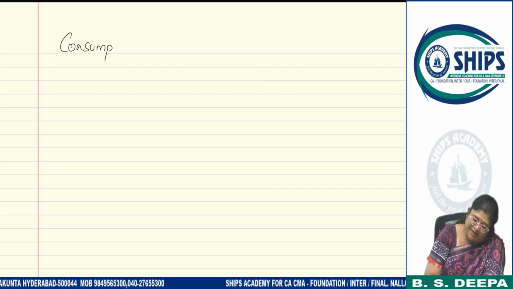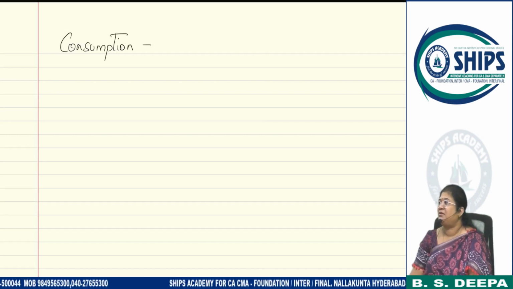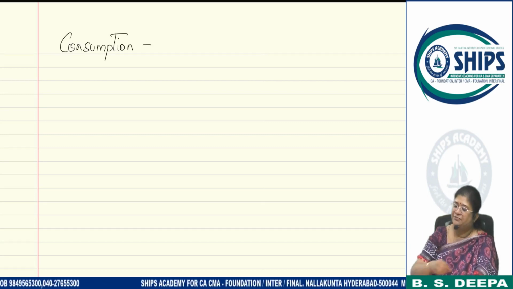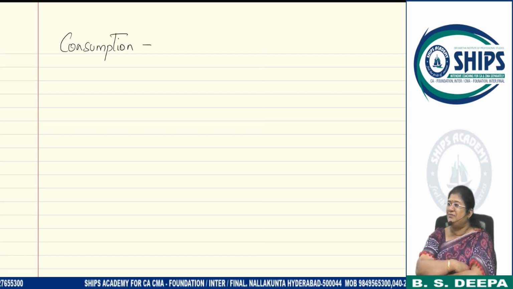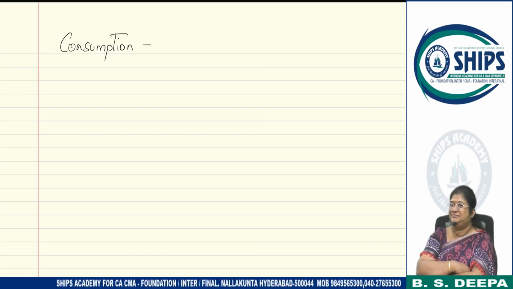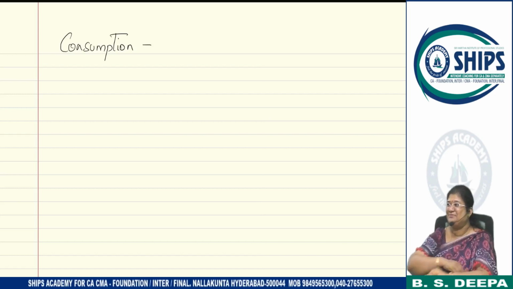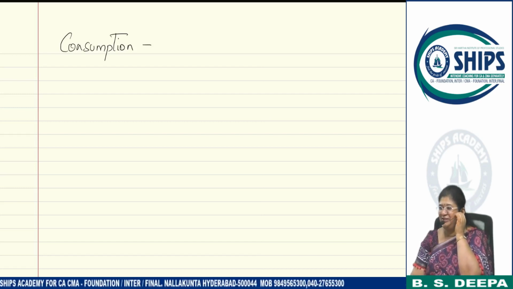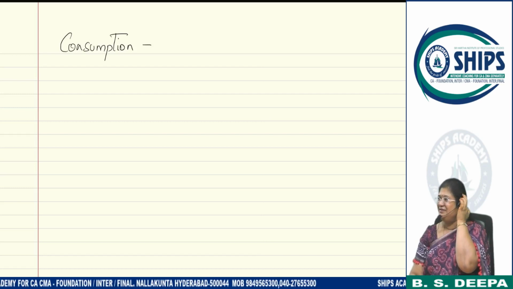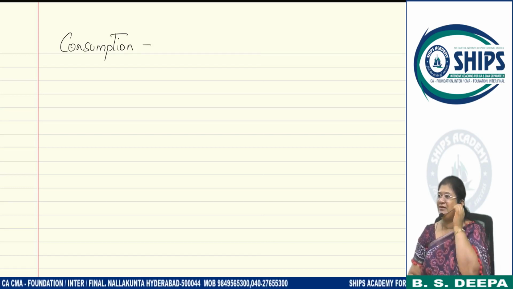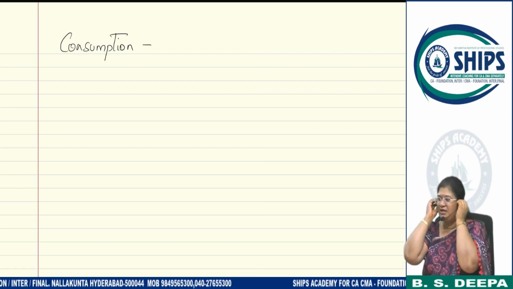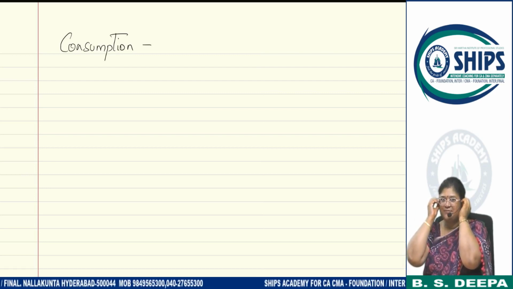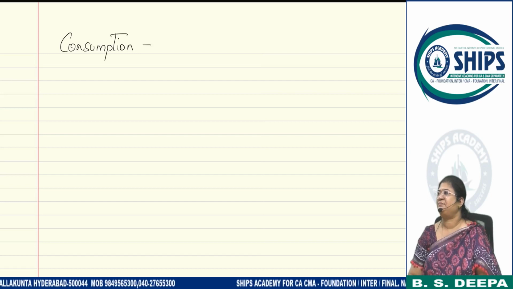After production, we definitely should talk about consumption, isn't it? So what is consumption? Consuming. What is production? Producing. What is exchange? Exchanging. What is distribution? Distributing. That is why dictionaries are made, to know the meaning of these terms. So can anyone tell me what is consumption? What do you mean by this?